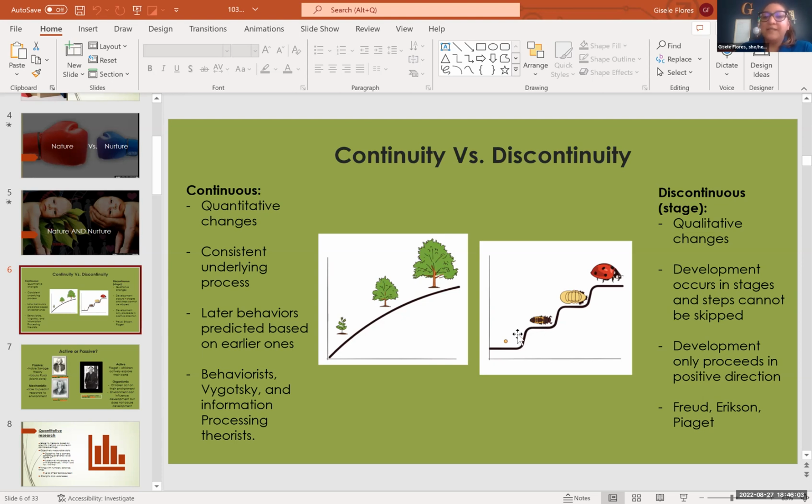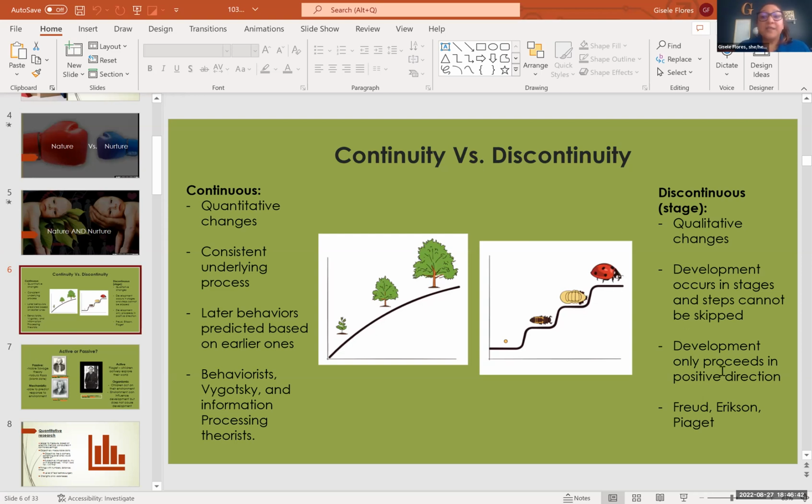So you can kind of see how the different abilities look different at each stage. So it's not one thing that just grows and develops. It's one thing that changes into the next thing. So it says development occurs in stages and steps cannot be skipped. So you can't just get from a baby to an adult. You have to go from an infant to early childhood to middle childhood to adolescence. So there's stages that must occur in order to get to that final stage.